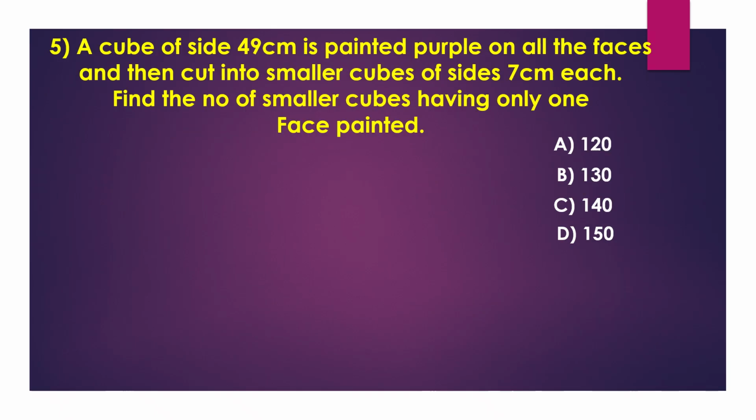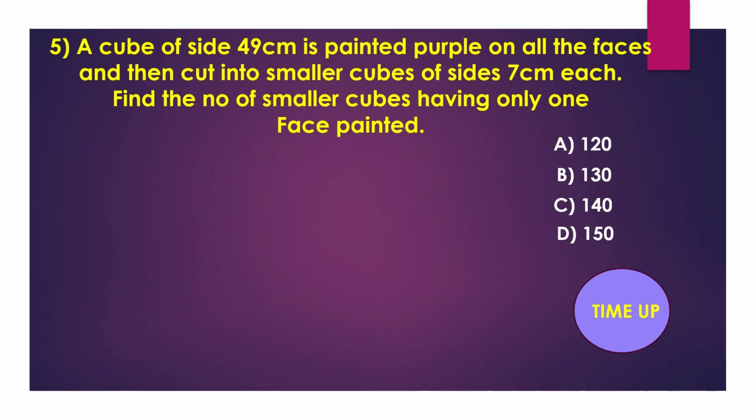Fifth question on your screen and your timer starts now. A cube of side 49 centimeter is painted purple on all the faces and then cut into smaller cubes of size 7 centimeter each. Find the number of smaller cubes having only one face painted.